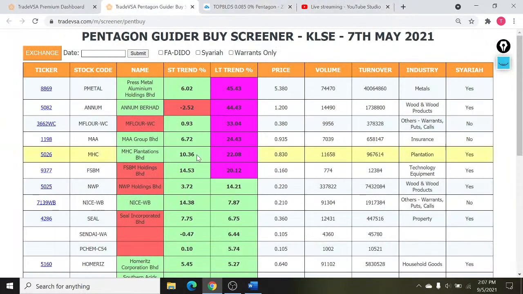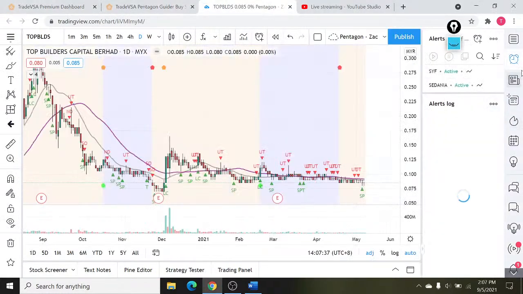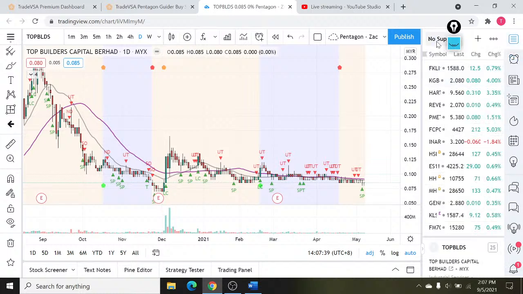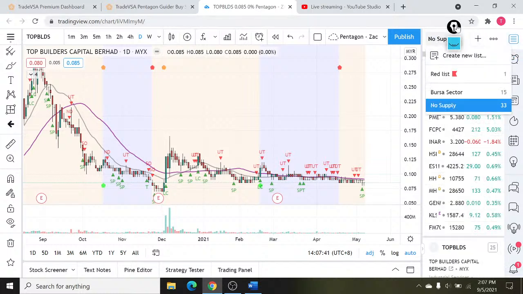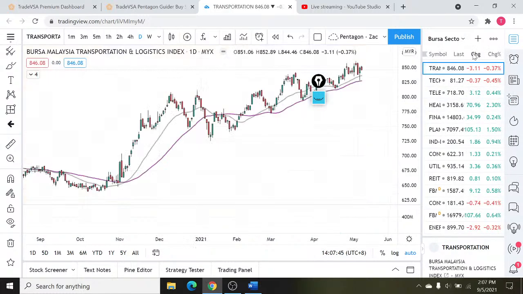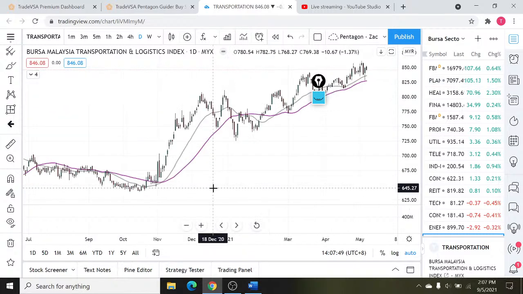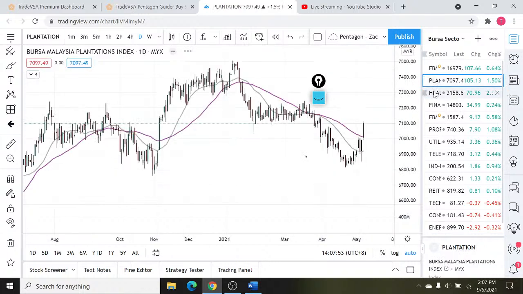Let's see MAA and MHC. MHC is plantation. Before I go through that, let's look at the chart first for my sectors, so at least I know which one we should focus on today. This is transportation and logistics, still in a very nice uptrend. Plantation has crossed 2040s already.